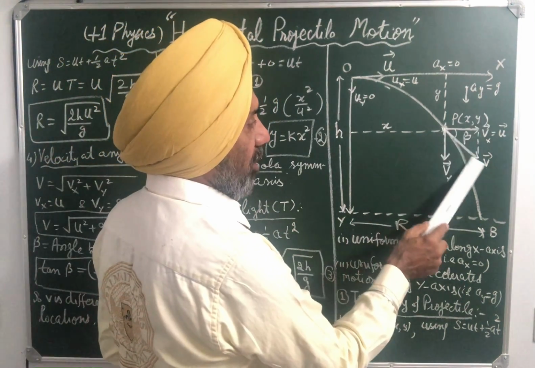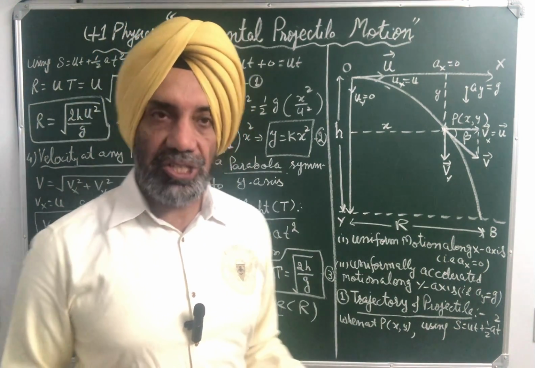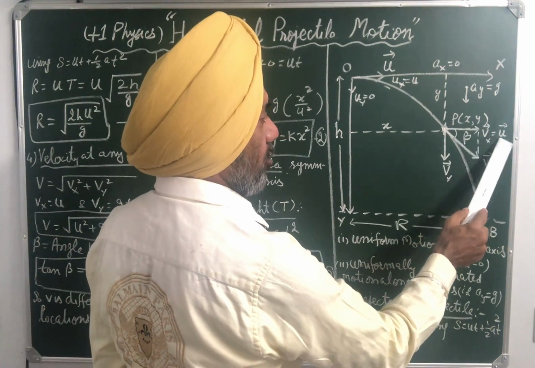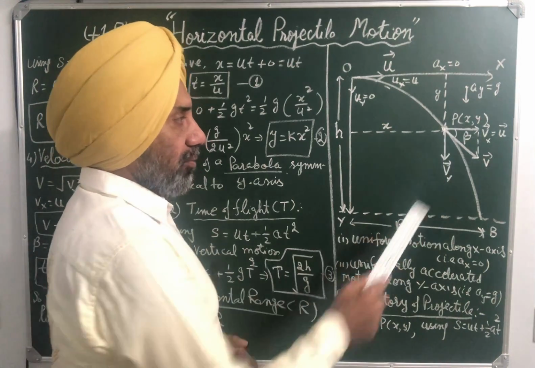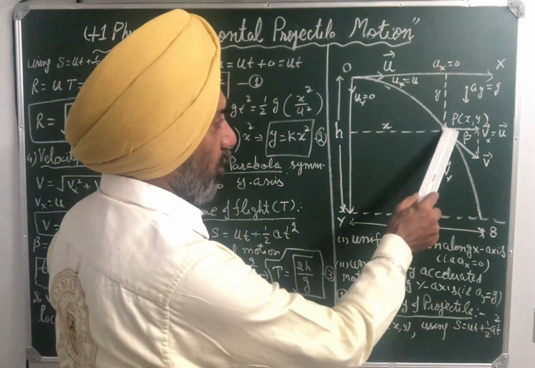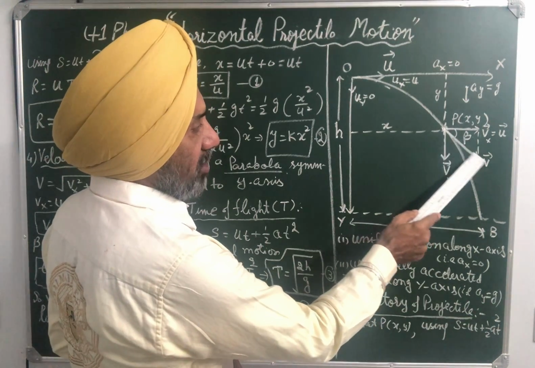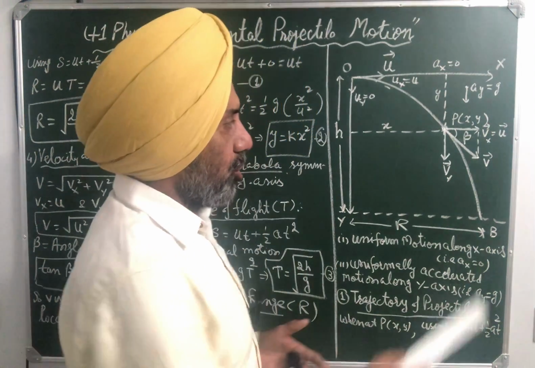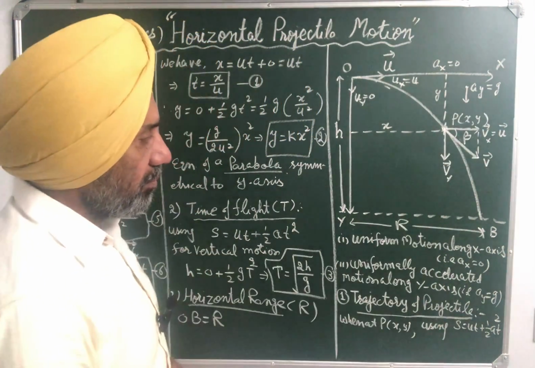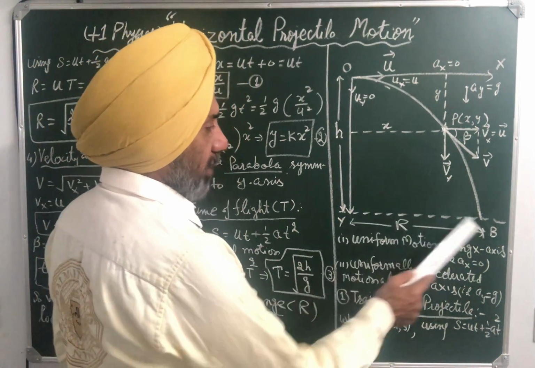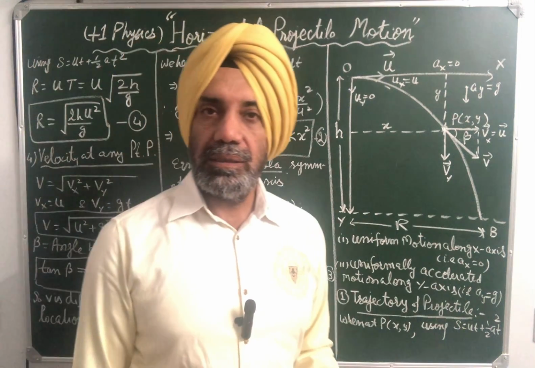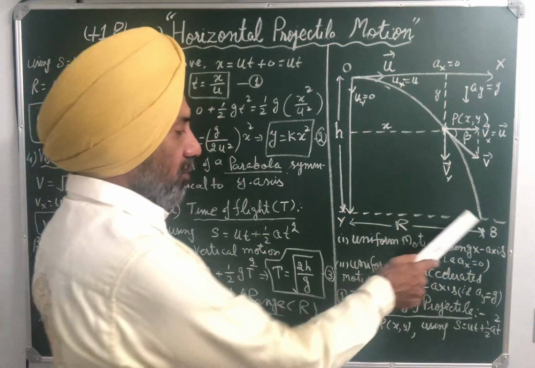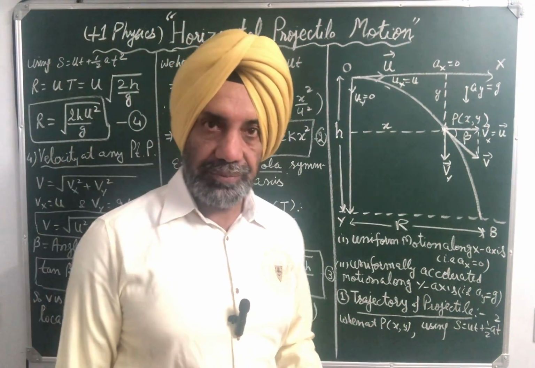At point P, suppose v is the velocity at that instant, because velocity will change. Let Vx be the component of velocity along the x-axis, which is equal to u. Vy is the component of velocity along the y-axis at point P. Let beta be the angle which the resultant velocity v makes with the horizontal direction, that is, the velocity u vector or Vx vector. And this distance yb is called the horizontal range, the distance of the point where the projectile strikes the ground from the foot of the tower of height h.